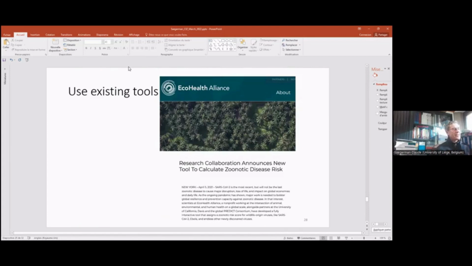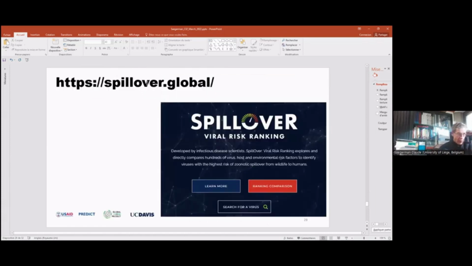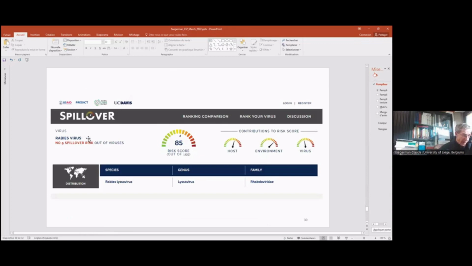You also have existing tools for an appraisal to calculate zoonotic disease risk. You find this link and you use this. You also have Spillover Global. It's completely free. It's a joint effort of UC Davis in California. For example, you use the rabies virus, and you check directly a sort of scoring system by way of the contribution to the risk of the host, of the environment, and of the virus, the three different compartments that are very important to assess the risk.